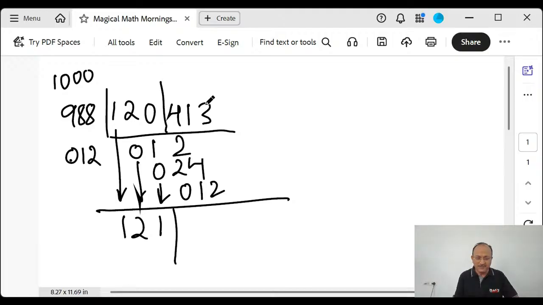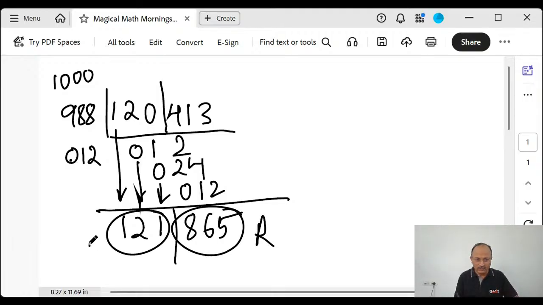So the sum of this, what we get here: 3 plus 2, 5. 1 plus 4 plus 1, 6. 4 plus 2 plus 2, 8. 865 is the remainder and 121 is the quotient. This was the method that we learned yesterday.